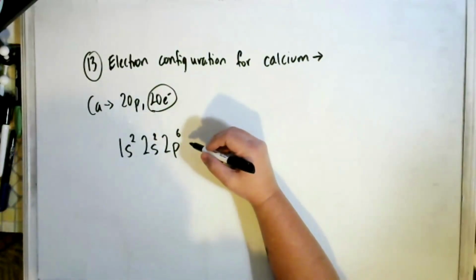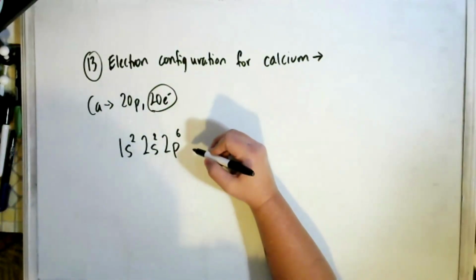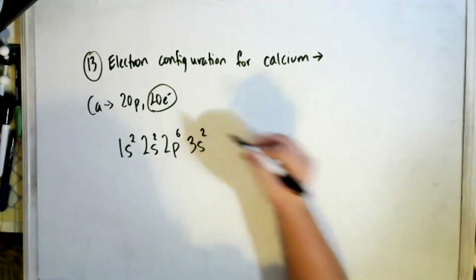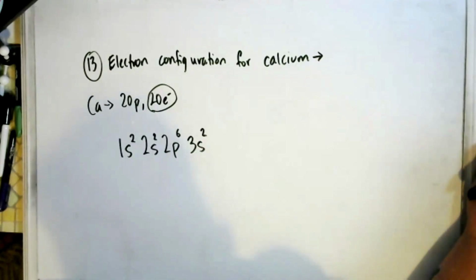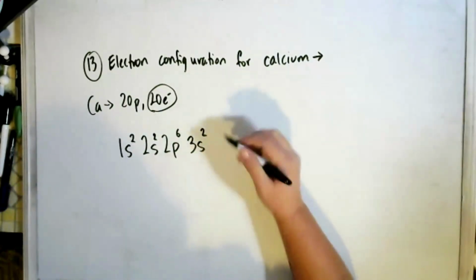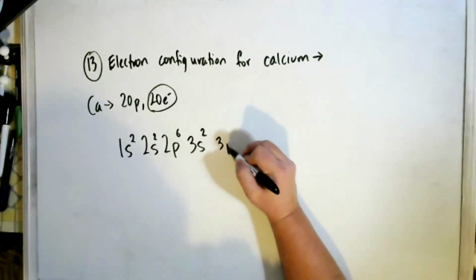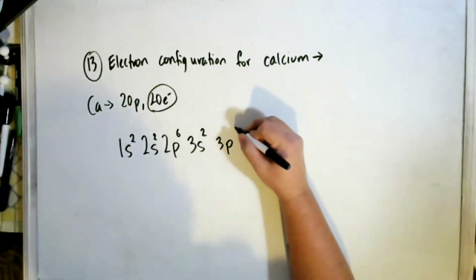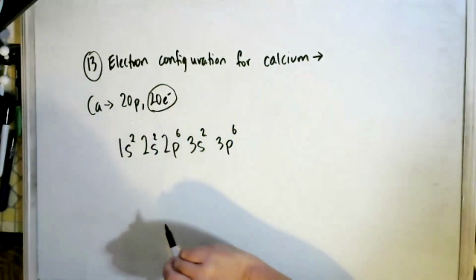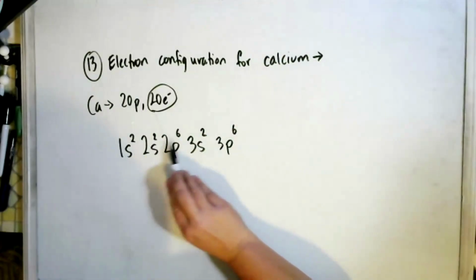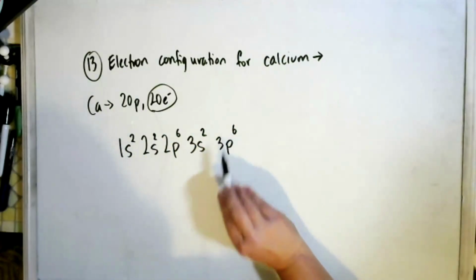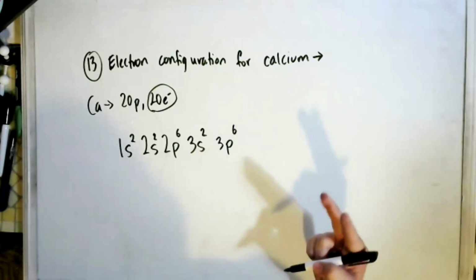So we go into our third row, and we're going to fill our 3s sublevel. And then we're going to move over to our 3p sublevel. That's also full. We know that it's full because we haven't reached 20 electrons yet. Right now we were at 10, 12, and 12 plus 6 means I've used 18 electrons total, and I still have to put 2 more in.